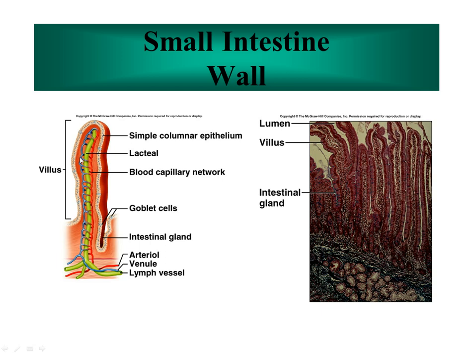And here you have the blood vessels. You have an arteriole and a venule and capillaries here. And then you have a lymph vessel and the lacteal with the blood capillary network, because all those nutrients need to be picked up by the blood and taken to where they're needed.